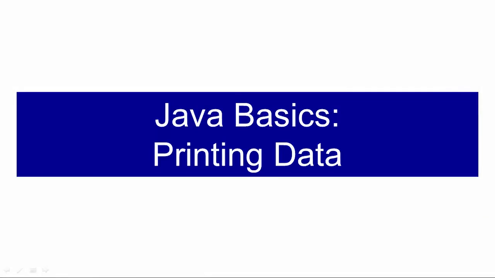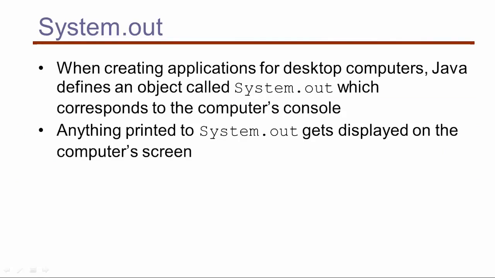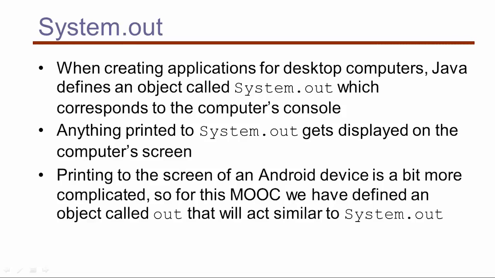In this quick lesson, we are going to learn how to print data to the screen of an Android device using Java. Now, Java defines a special object called system.out, which corresponds to the console of a desktop computer. And when you print something to the special object, the information will appear on the computer screen. Everyone who learns the Java programming language on a desktop computer learns how to print data to system.out. Unfortunately, it is more complicated when it comes to printing to the screen of an Android device.